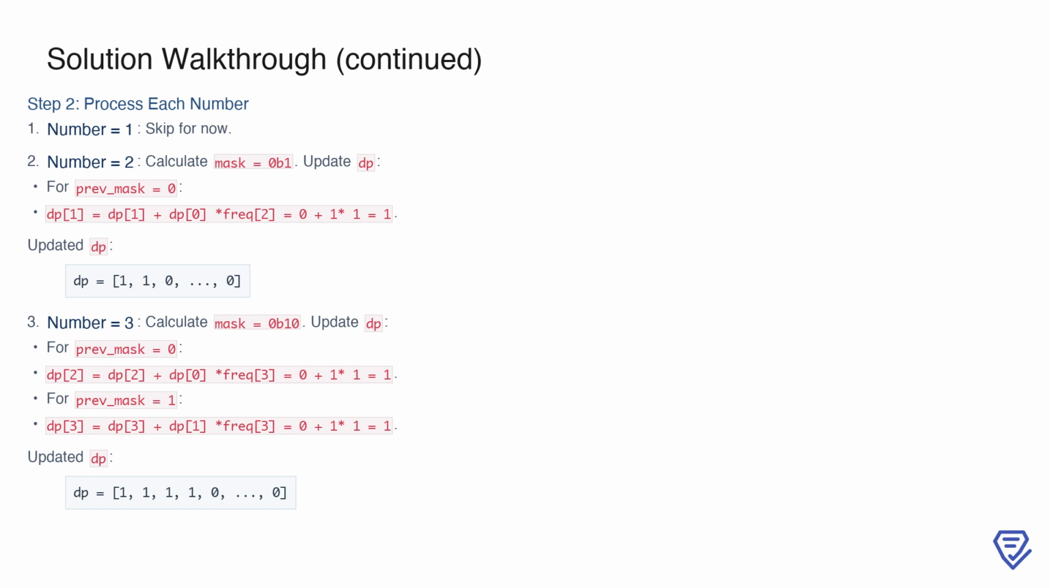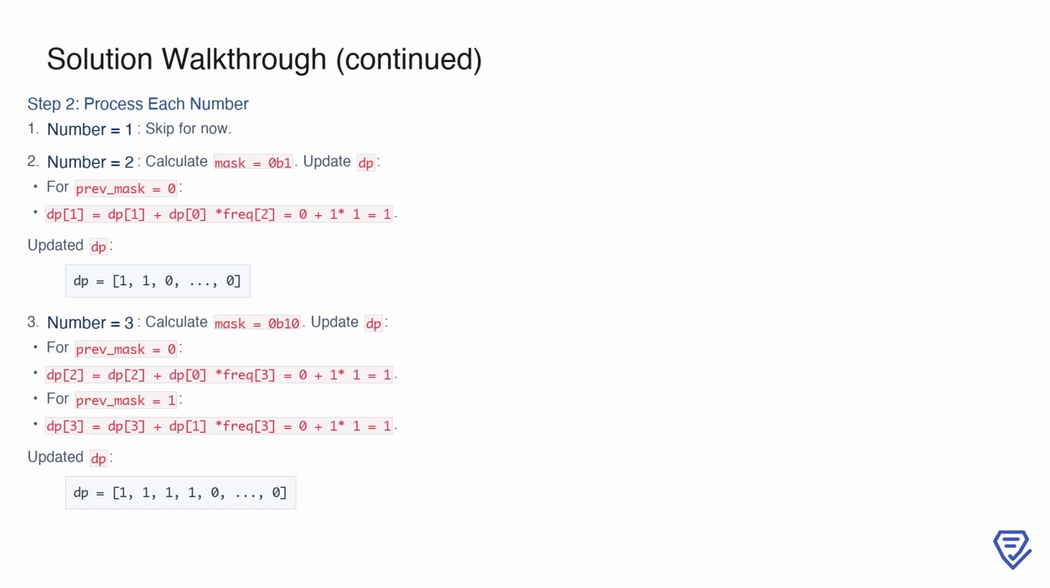For the number 2, we calculate its bitmask as 0b1 and update dp accordingly. For prev_mask equals 0, the calculation is dp[1] = dp[1] + dp[0] * frequency[2] = 0 + 1 * 1 = 1. The dp array is updated to 1, 1, 0, 0.